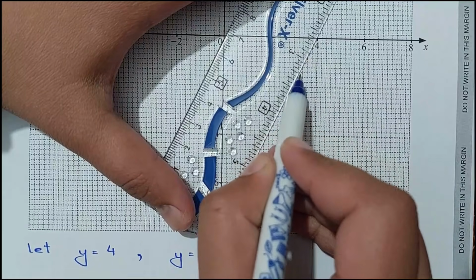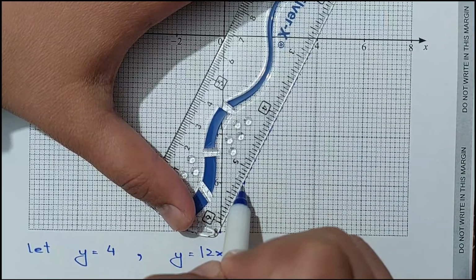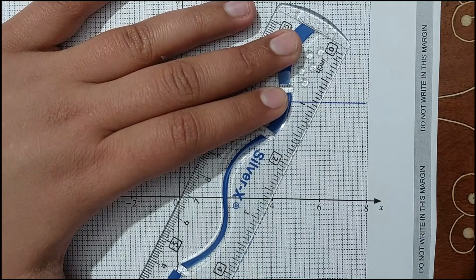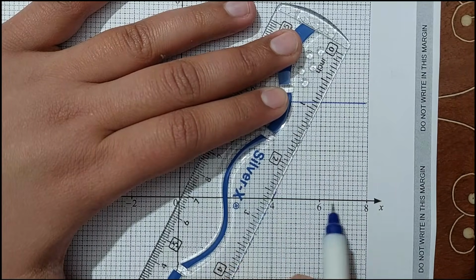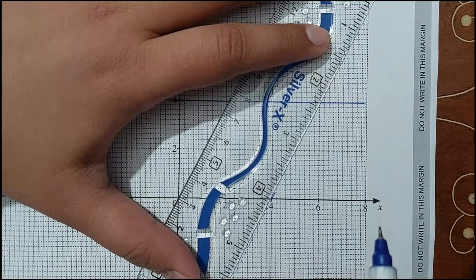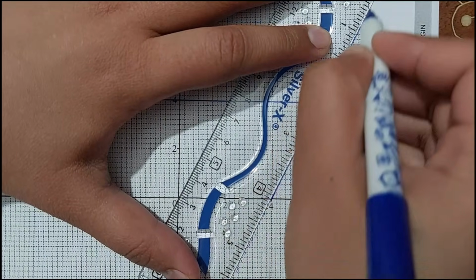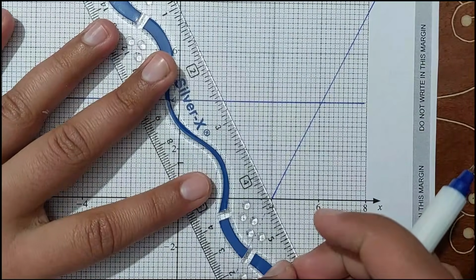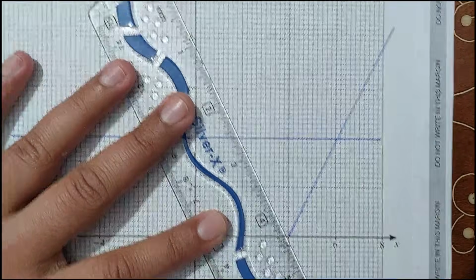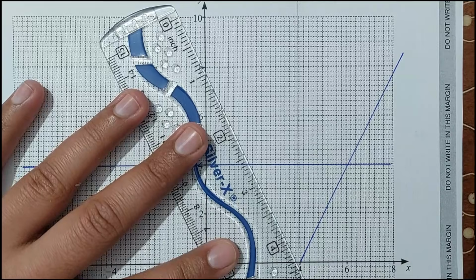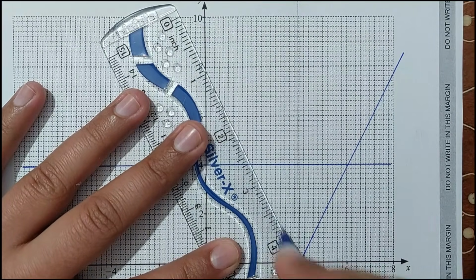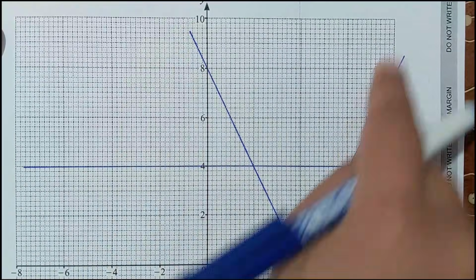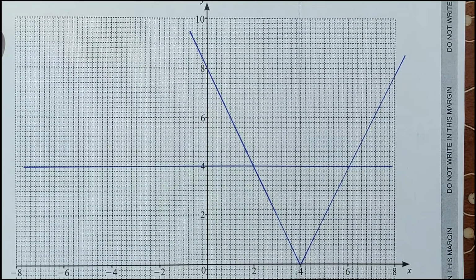The part at the bottom is just dotted because we are working with the absolute value, right? So its reflection is the absolute of the y-intercept, the absolute of -8, which is positive 8. So this is the shape of the graph. Y equals 4 and the absolute value of 2x minus 8, right?